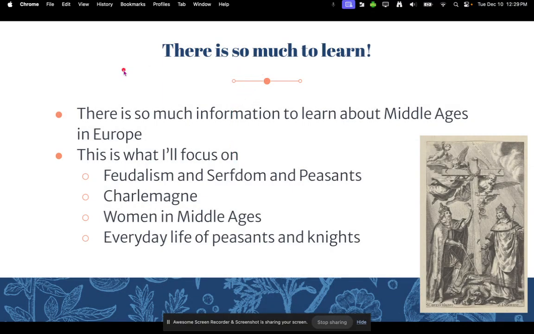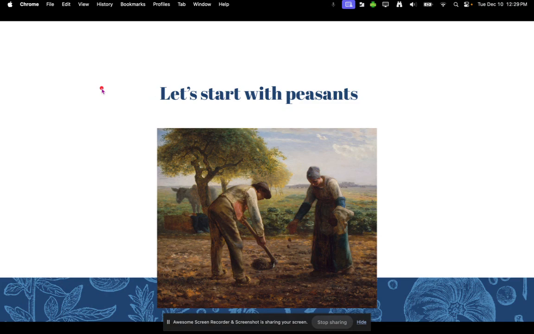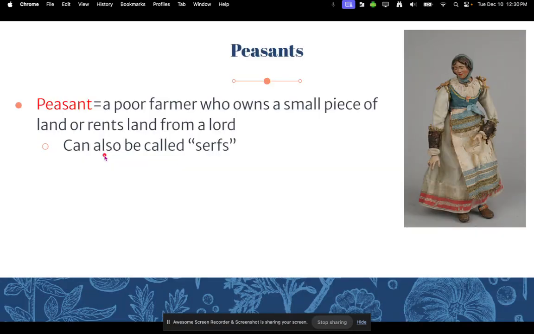So there is so much to learn about the Middle Ages that we're just going to focus on a few things. So today we'll talk about feudalism and serfdom and peasants. We'll also talk just a smidge about Charlemagne. Women in the Middle Ages will be in a different day, and everyday life of peasants and knights. We'll talk about peasants today. So let's start with peasants.